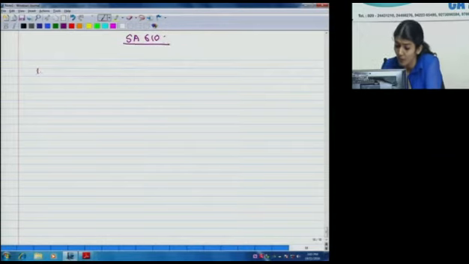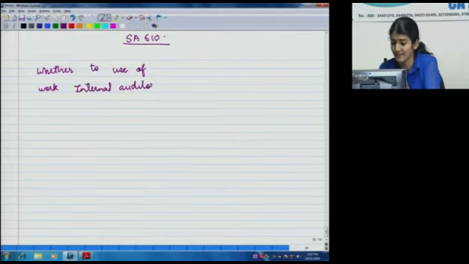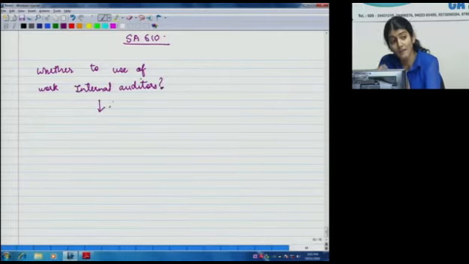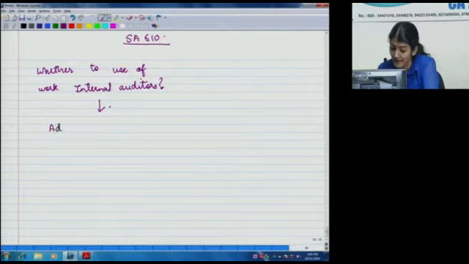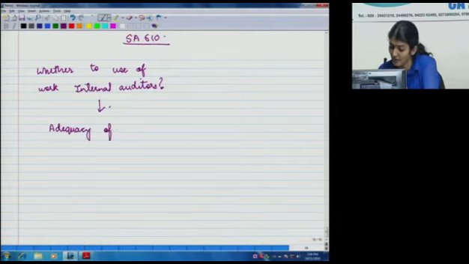First, it says whether to use the work of internal auditors. Whether and to what extent to use the work of the internal auditors. And you've decided, yes, we are going to use the work of internal auditors. If you have decided to use the work, then in that case, you need to check the adequacy of the work done by the internal auditors, whether their work is adequate.